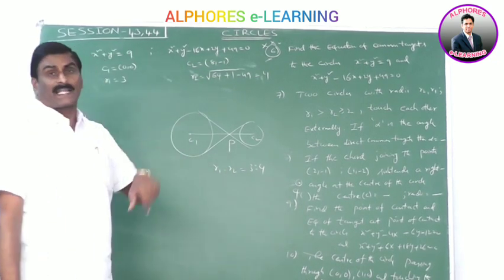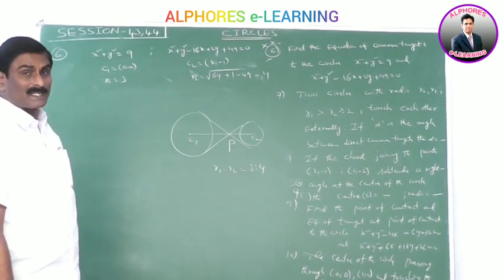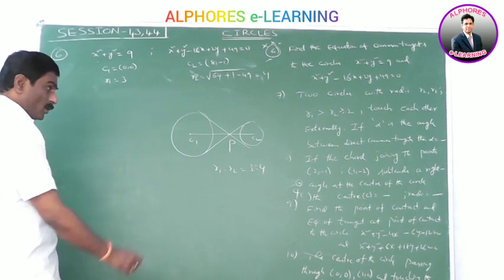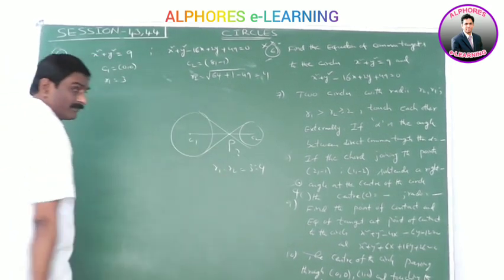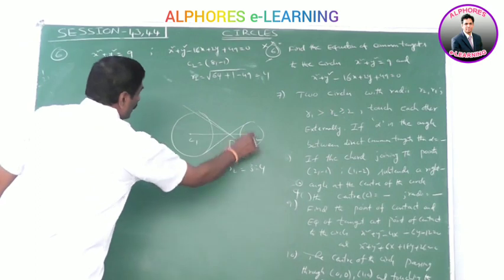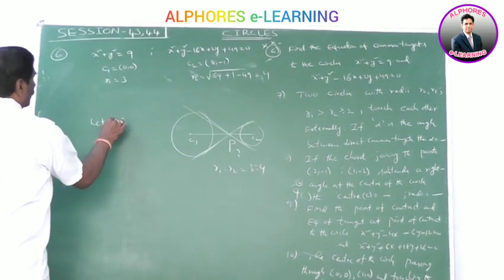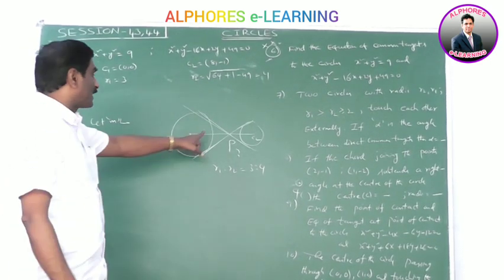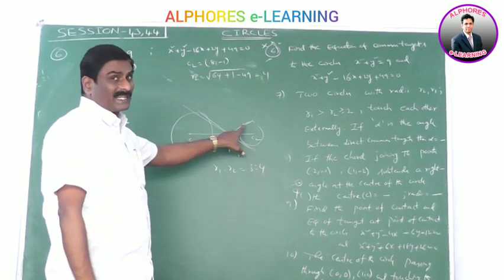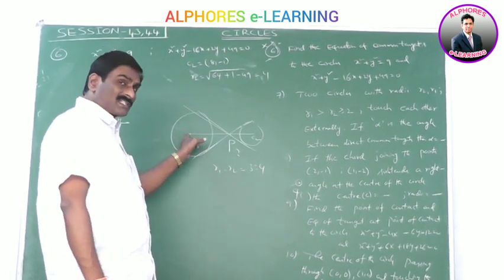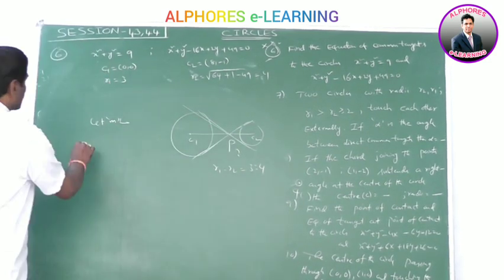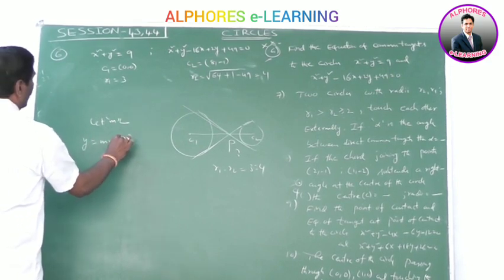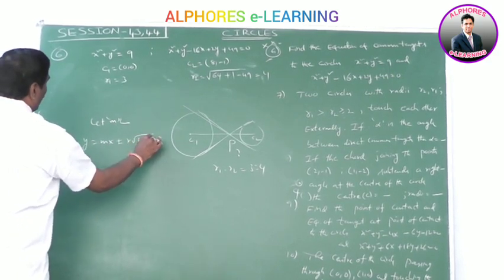That means (m x2 plus n x1) by (m plus n). By using that, we find the value of P. Okay? Let m be the slope of the transverse common tangent. This tangent must be tangent to the first circle and the second circle. So we find the tangent to the first or second circle, that means y is equal to mx plus or minus r into root over 1 plus m square.